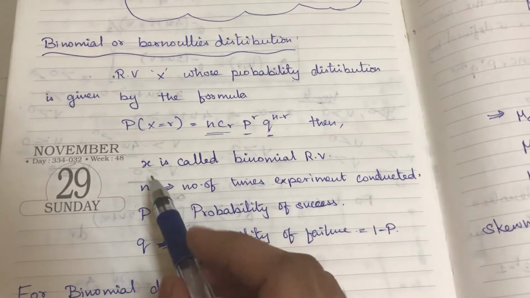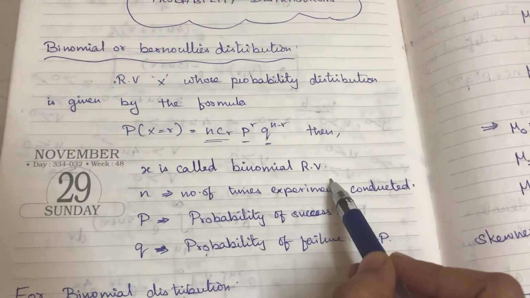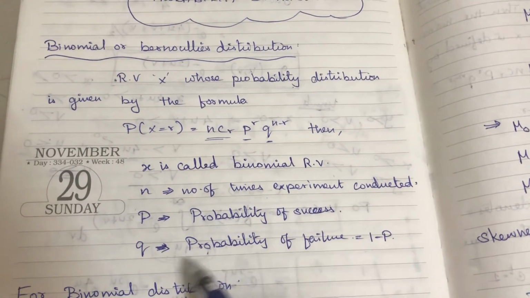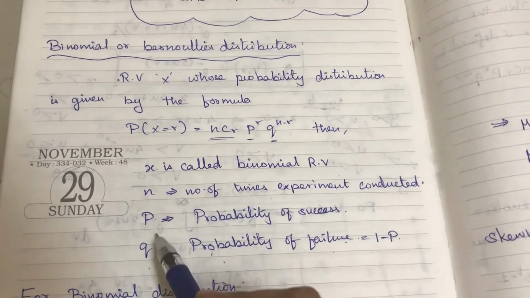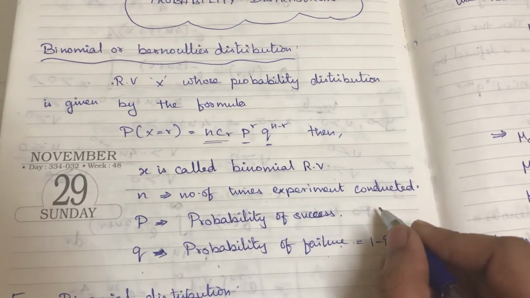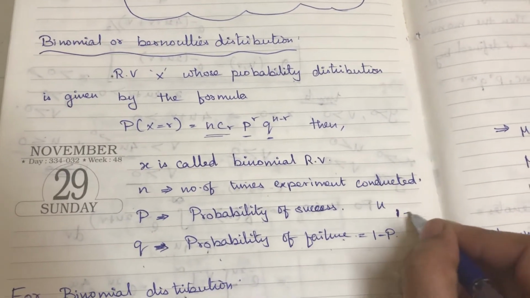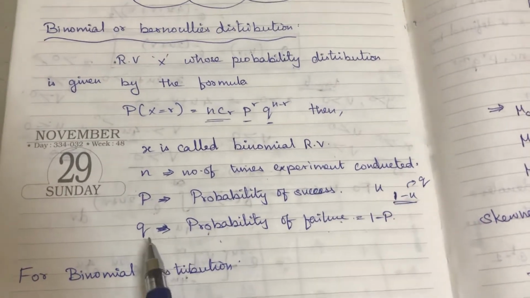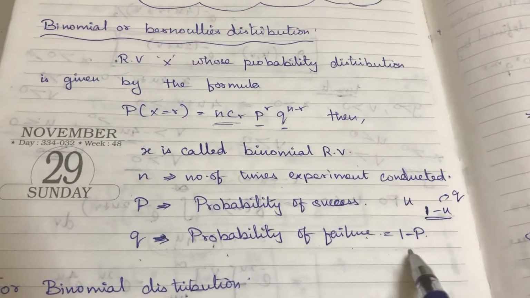Let's see what the terms are. X is called the binomial random variable. N is the number of times. P is the probability of success, and q is the probability of failure. If I say u is a success, the whole is 1, so 1 minus u will be the failure, that is q here. So q is the probability of failure, which is equal to 1 minus p.